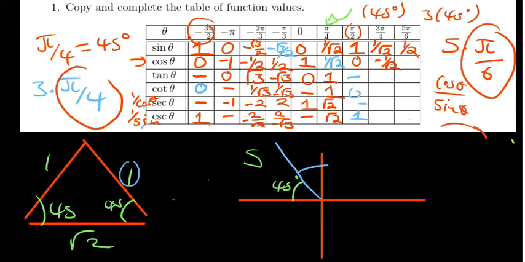Tangent, we said tan 45 is equal to 1. Now in the second quadrant it's negative, so it's negative 1. Cotangent is 1 over that, so it will be negative 1. Secant is 1 over cosine, which will be the reciprocal, negative root of 2. Cosecant will be a positive root of 2.